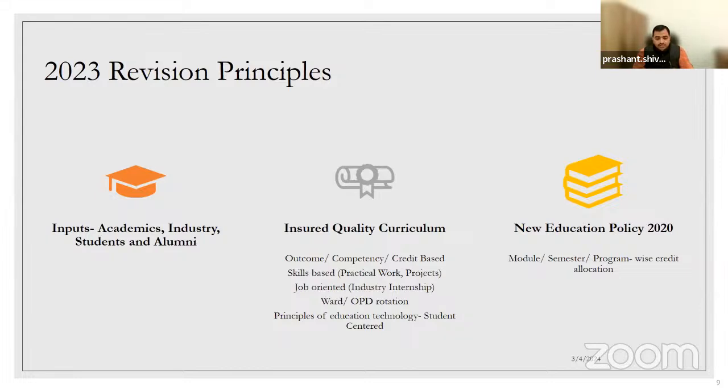We are asking students to visit the wards and OPD in hospitals, in rotations. We have a tie-up with the Civil Hospital of Nashik and some other hospitals, where students will actually perform tasks. For the first semester, they have to take up a minimum of 30 case studies. The principles of educational technology have been applied to make it student-centered.